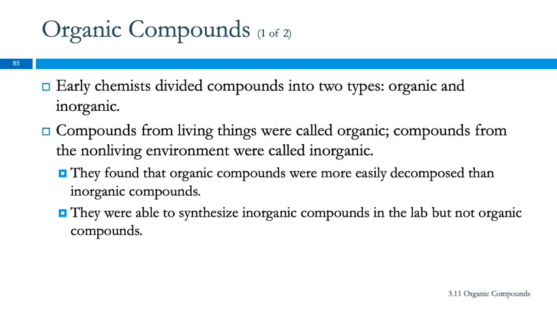So we're going to learn a tiny bit about the nomenclature of organic compounds. Most of this we save for the second year of chemistry, organic chemistry. The early chemists divided chemicals into two groups, organic and inorganic. Organic compounds are things that came from living organisms. Inorganic came from things that were not alive. They found that the organic compounds were a lot easier to decompose, but harder to make, to synthesize. The inorganic compounds are harder to decompose, but they're easier to make in the lab.